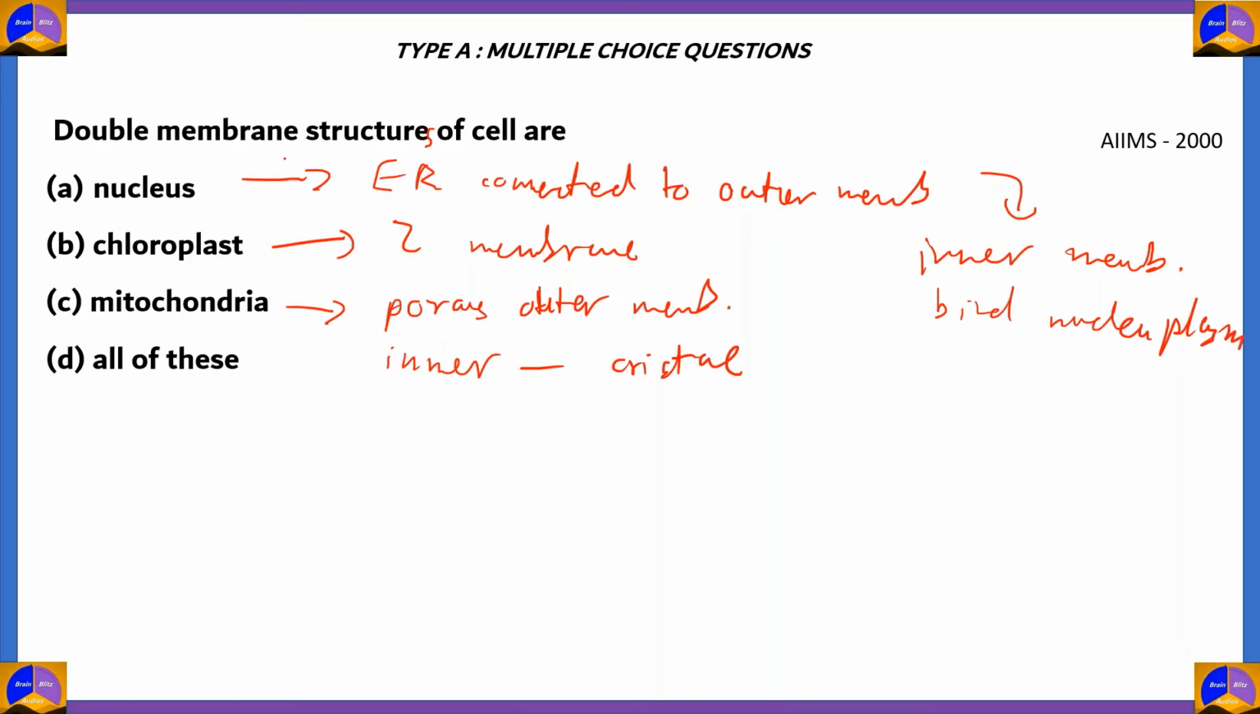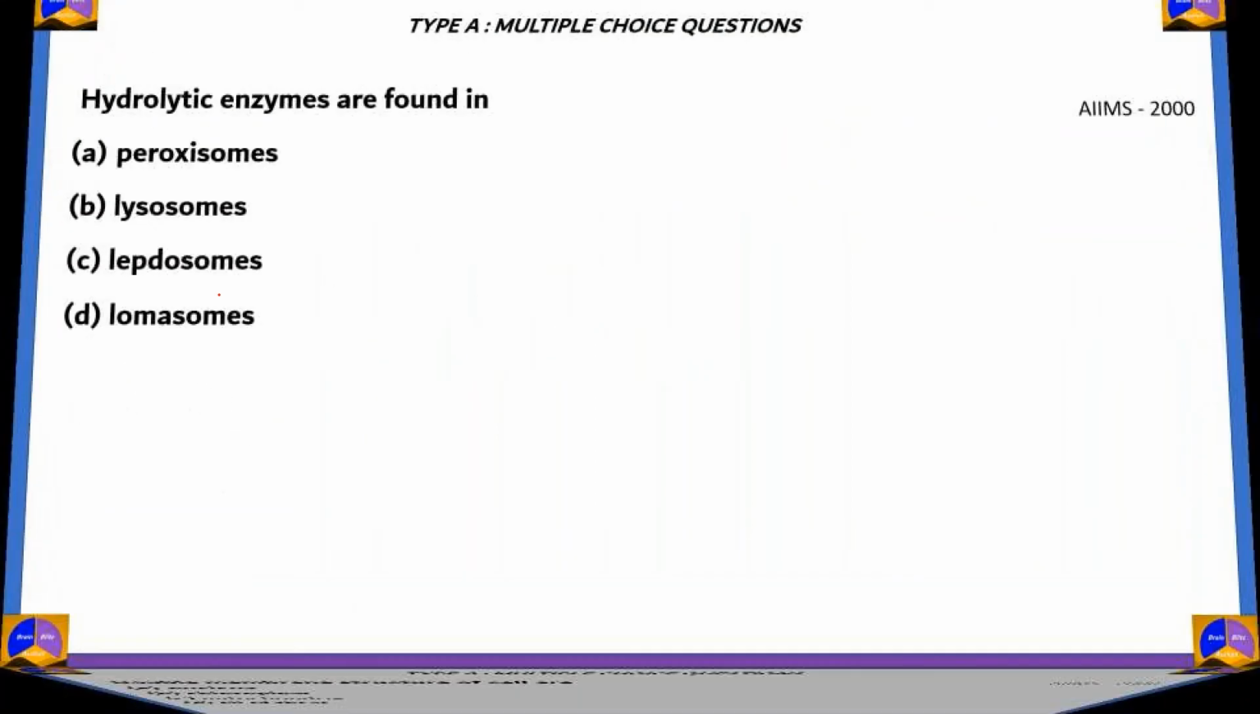So since all three of these have a double membrane structure, our answer should be option D, all of these. If we chose any of the others, it will be viewed incorrect because when choosing nucleus, I would be saying that chloroplast and mitochondria are incorrect, which is not true because all of these are correct. So therefore, our answer must be option D, all of these.